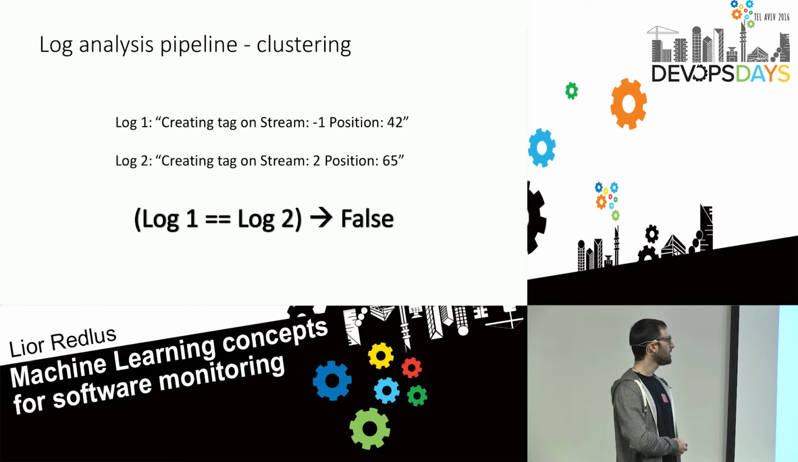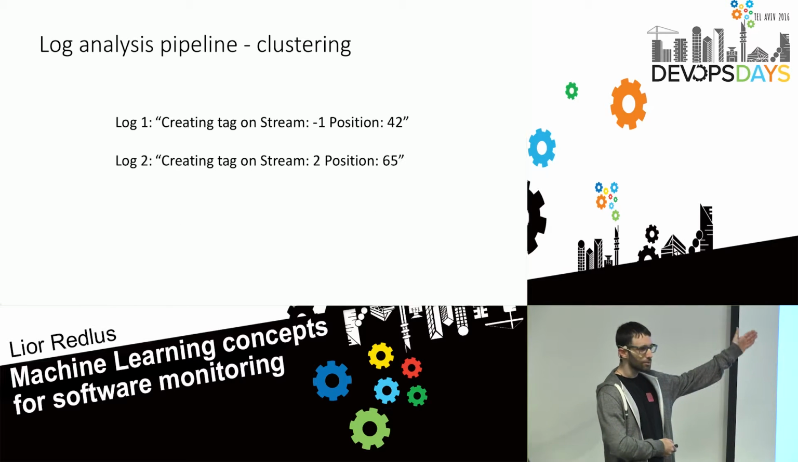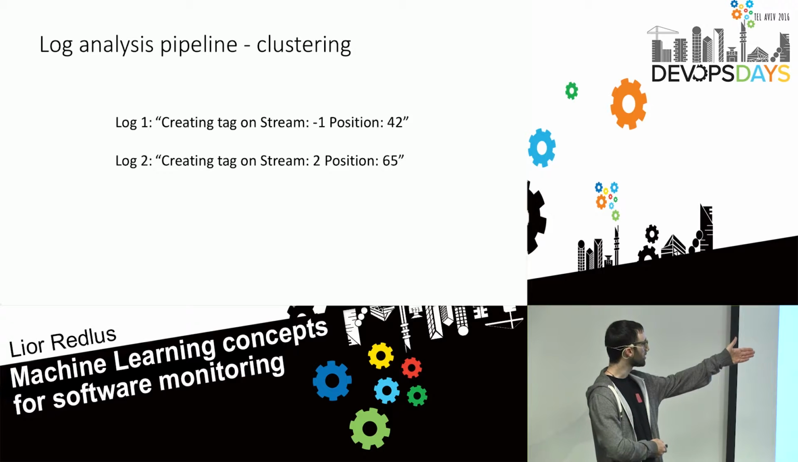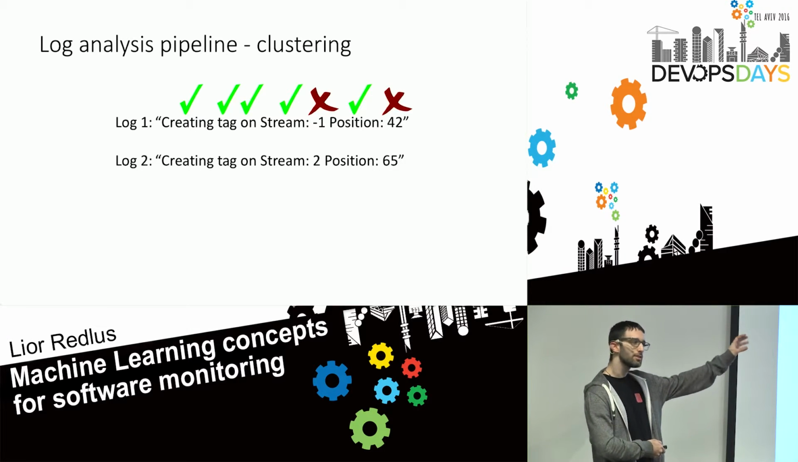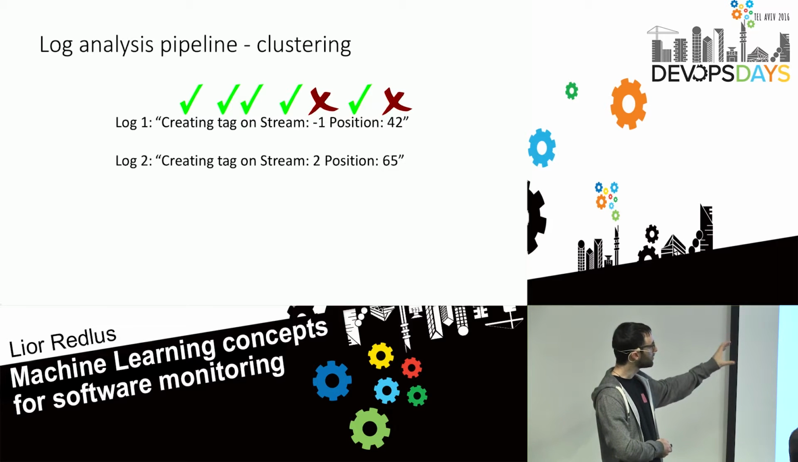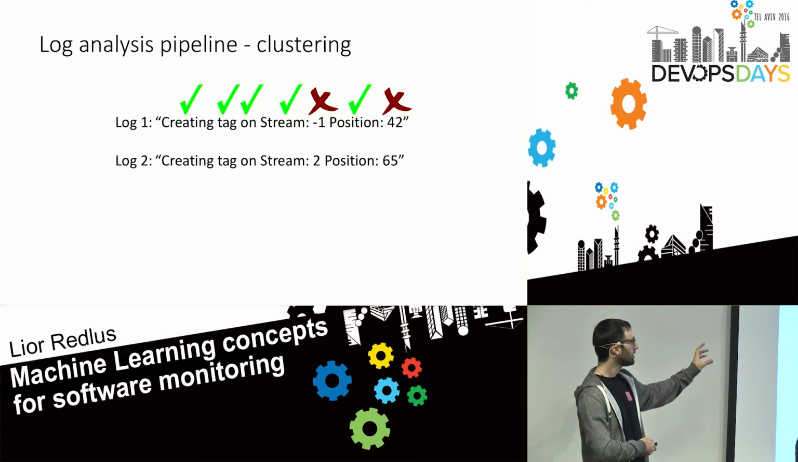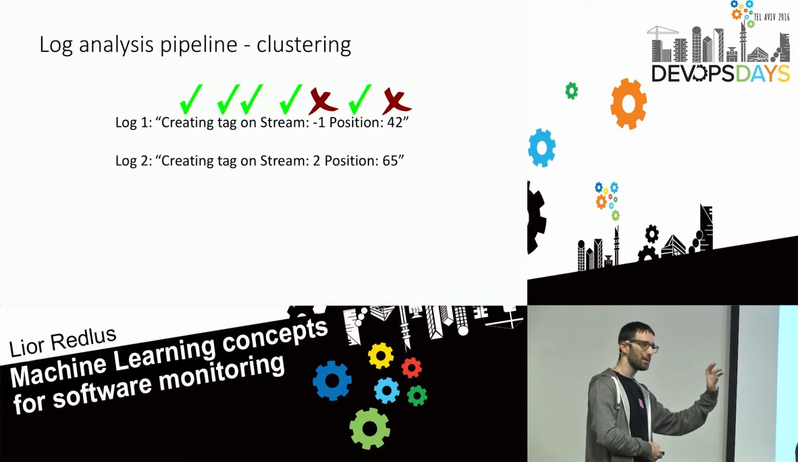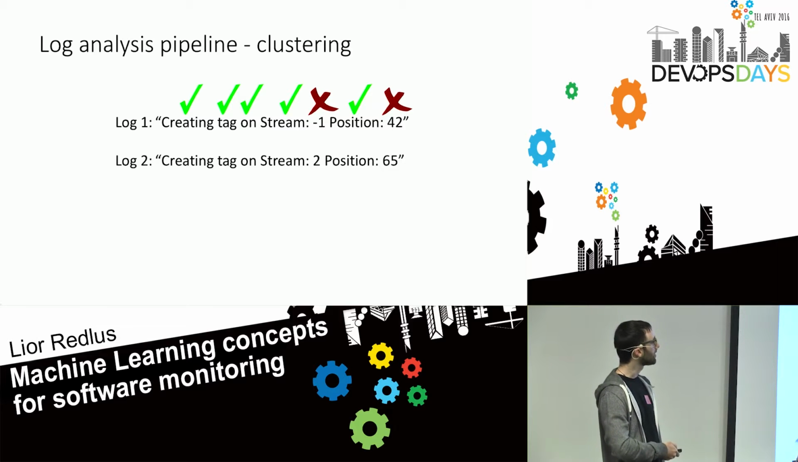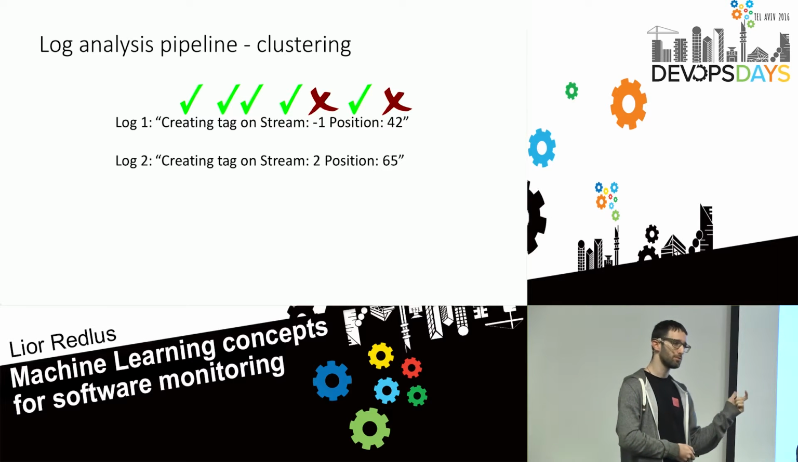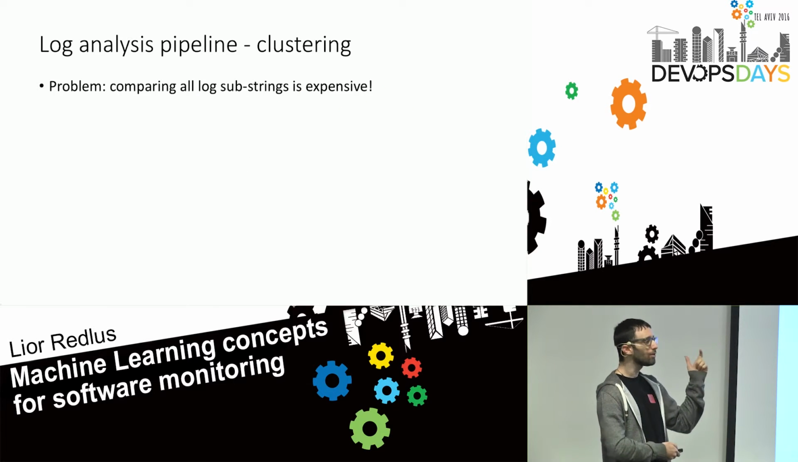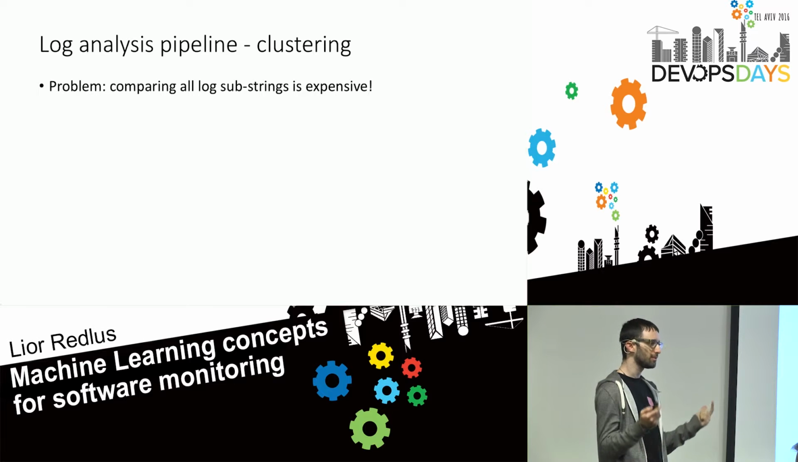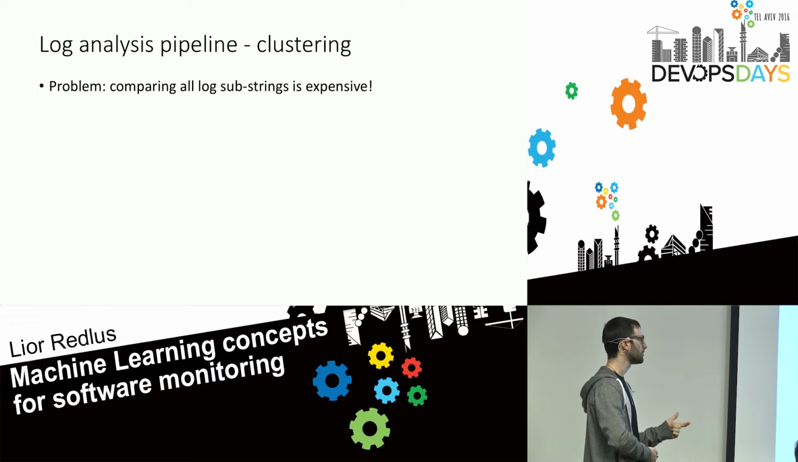A different solution may be to look at the single words of each of these log records and compare them. And then we can find that most of the words are actually similar and can be found in both logs, but I'm not sure if this is distant enough or close enough in order to be clustered together. And this approach also poses a problem. Comparing all these substrings of all the logs in my system is an extremely expensive operation.